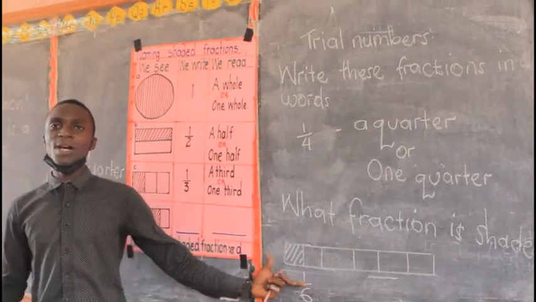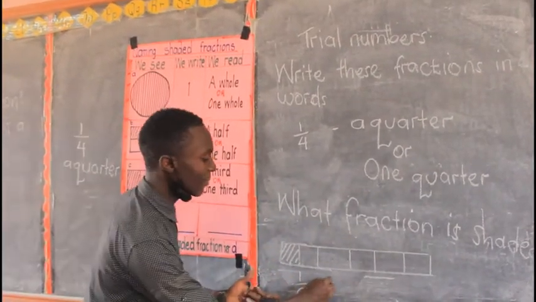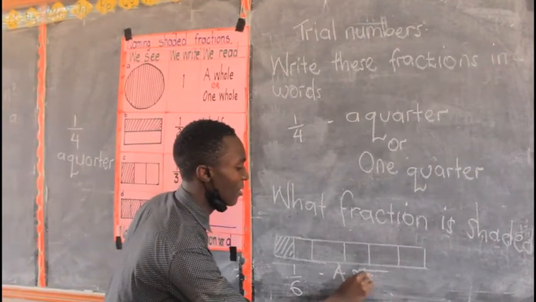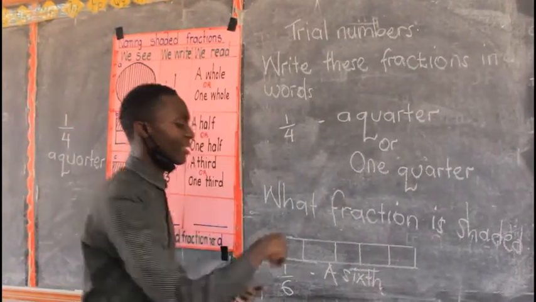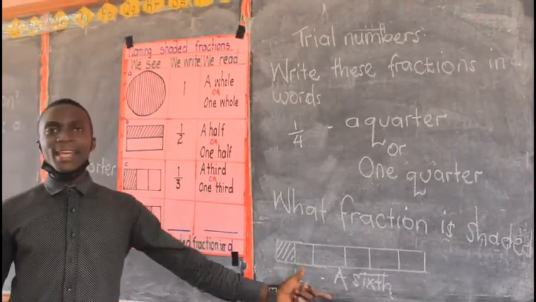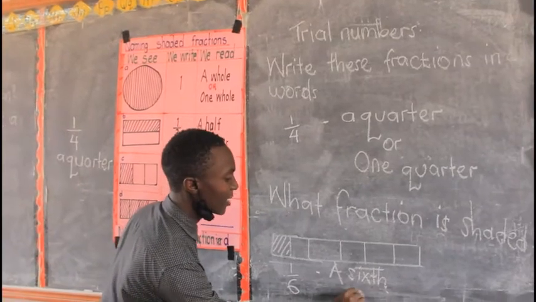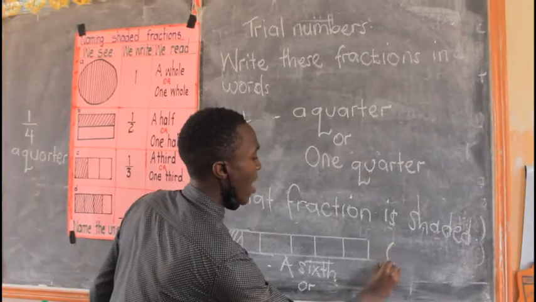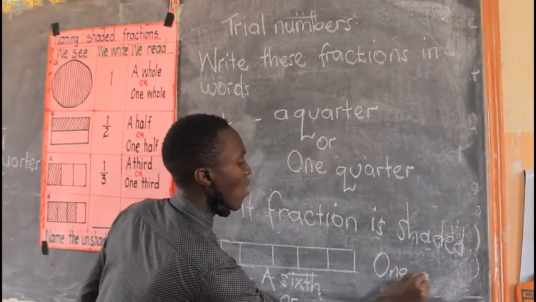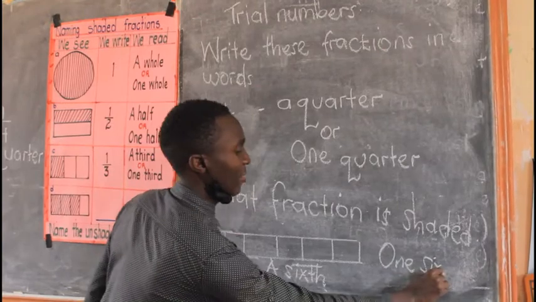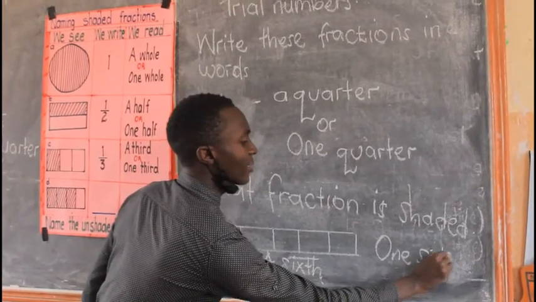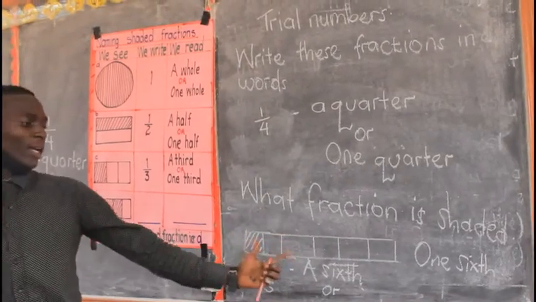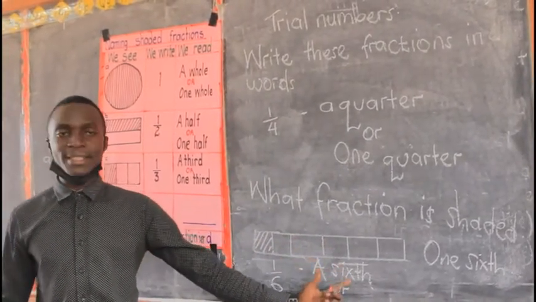So how do we read this one? We read it as 1/6. So that's how we can read this one. We can read it as 1/6.